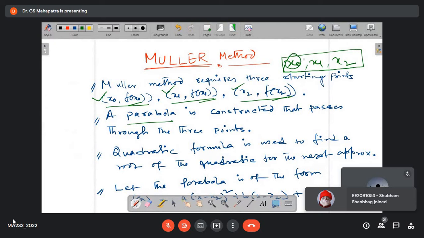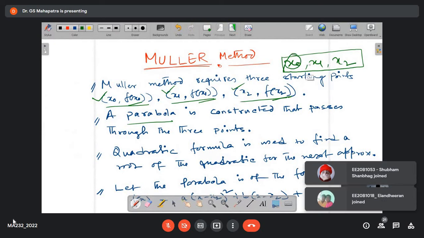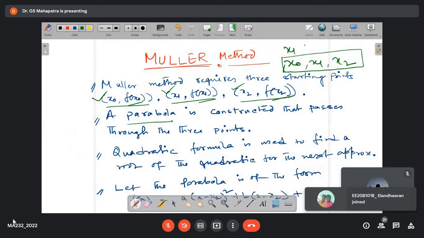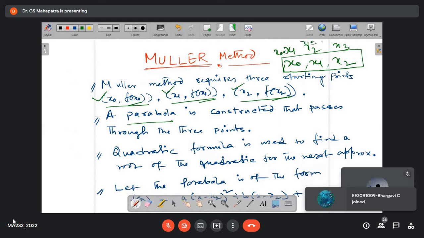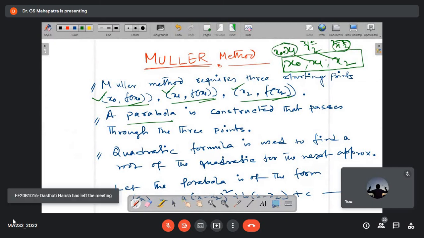So first initial approximation x0, x1, x2, the second one will be x1, x2, x3. However, the name will be the same again. This x1 will be x0, and this x2 will be x1, and this x3 will be x2. So this is the way you are replacing. This is the new one, x3. In the next iteration this one will be replaced. So that is the way to replace the new points.